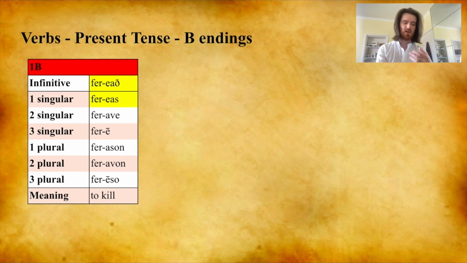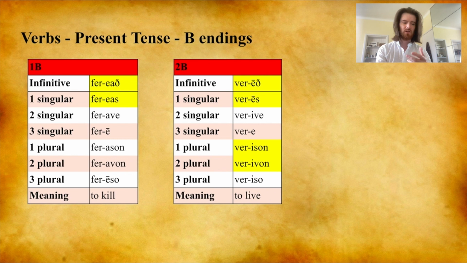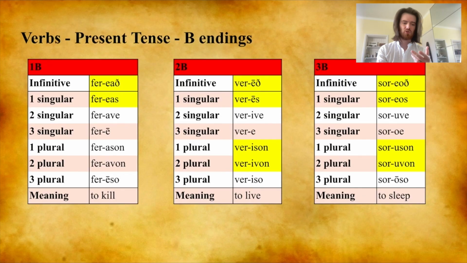The 1B subclass, as we've already seen, for fereav, to kill, only has an infinitive and a first singular that are different from the 1A conjugation. Fereav, fereas, ferave, fere, ferason, feravon, fereso. The 2B conjugation also has an infinitive and first person singular that are different, but it also has a first plural and a second plural that are different. So verev, veres, verive, vere, verison, verivon, veriso. The same thing is true of the 3B. Soriov, sorios, sorove, soroe, soruson, soruvon, soroso.